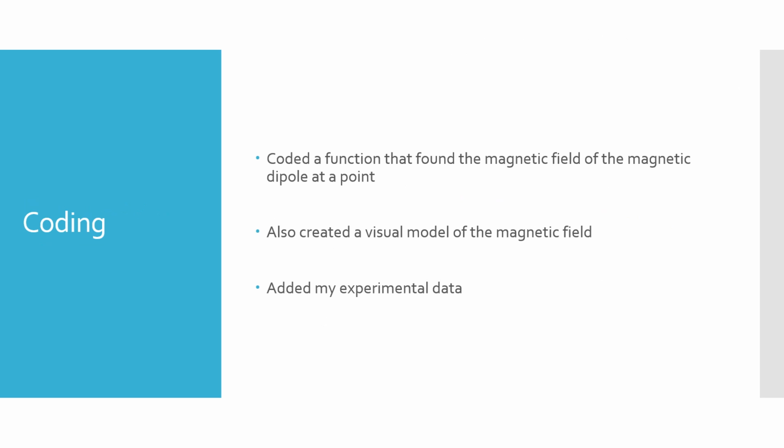This lab also included a coding portion. I was provided with starter code, so I added my experimental results in and made minor changes to find the magnetic field of the dipole at different points. This code also created a visual model of the magnetic field.